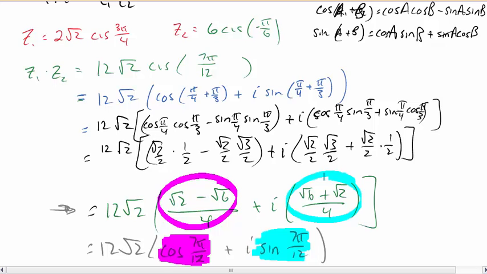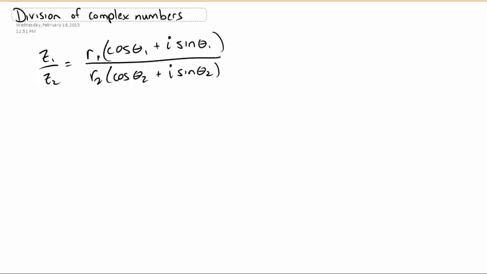On we go to division. So we're dividing these two complex numbers, z1 and z2 again. And I'm not going to go through all the nitty-gritty, dirty details of this, but the first step would be, well, when we're dividing complex numbers, we multiply by the conjugate of the thing we're dividing by.